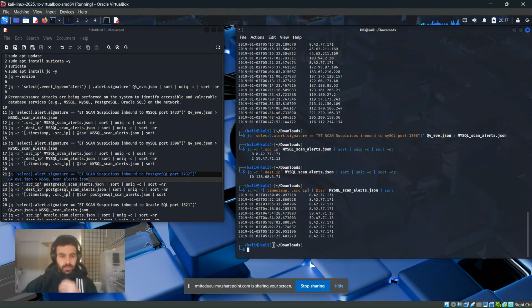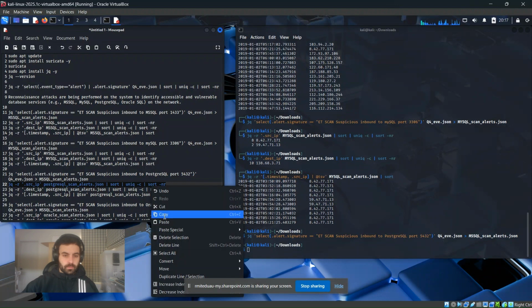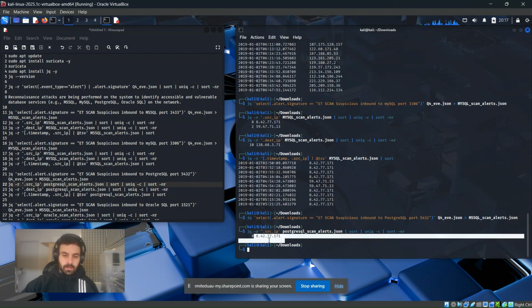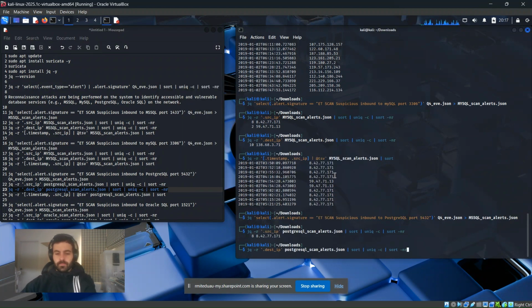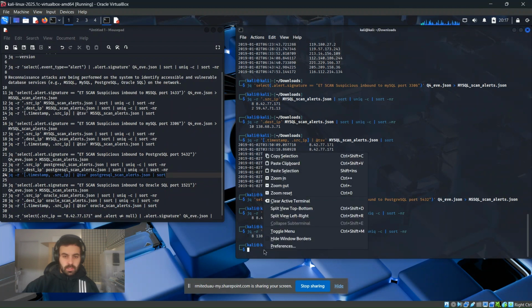We'll just look at the PostgreSQL database. Creating the file. We've got 8 again from 8.42.77.171. And again, they're attacking 138.68.3.71. Timestamps.